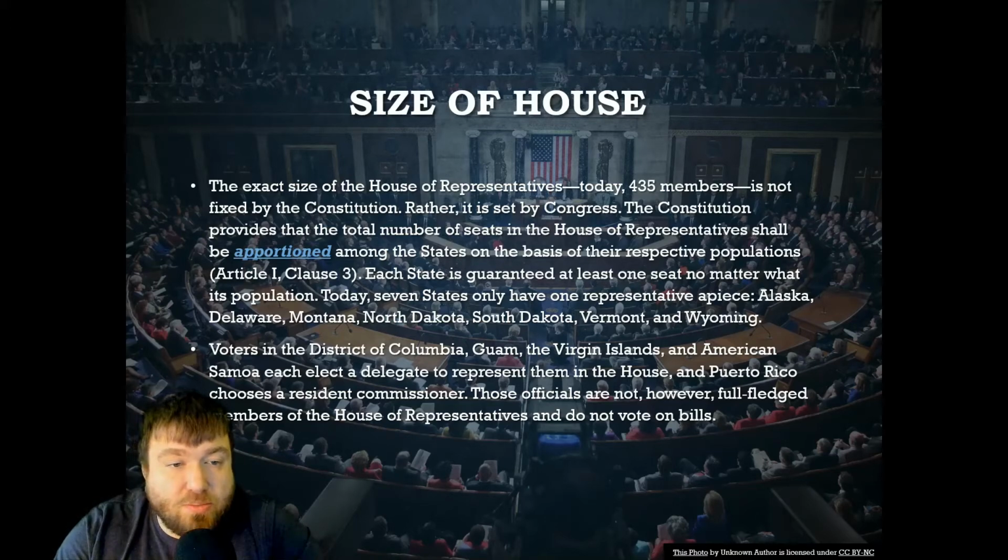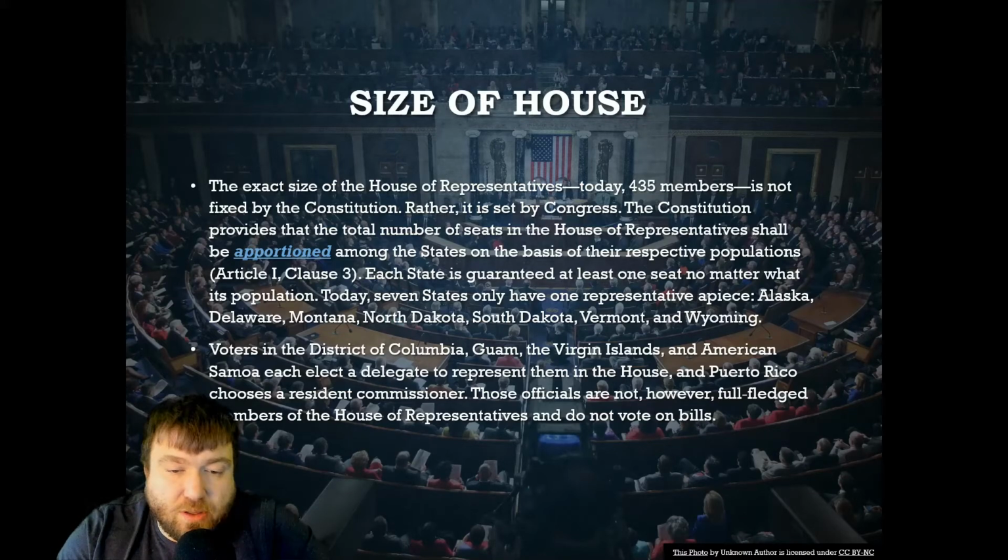The Constitution provides that the total number of seats in the House of Representatives shall be apportioned among the states on the basis of their respective populations. Each state is guaranteed at least one seat no matter what its population. Today, 7 states only have one representative apiece: Alaska, Delaware, Montana, North Dakota, South Dakota, Vermont, and Wyoming. All of those states have very low populations.